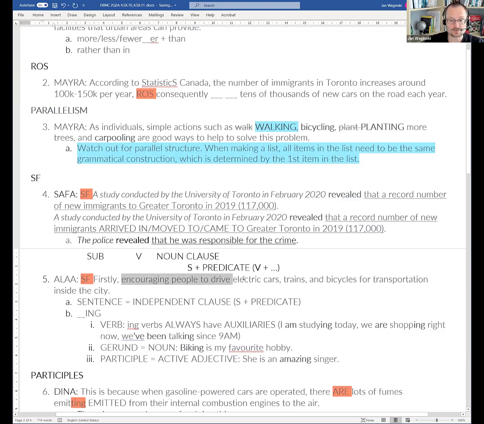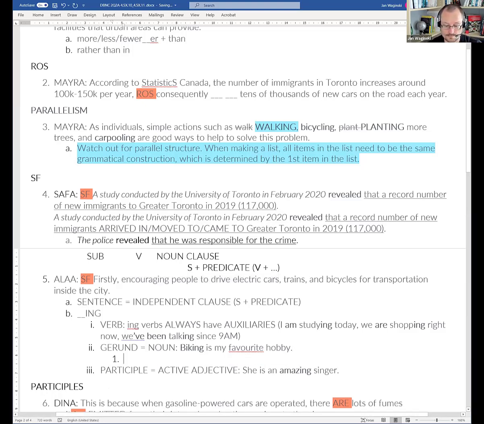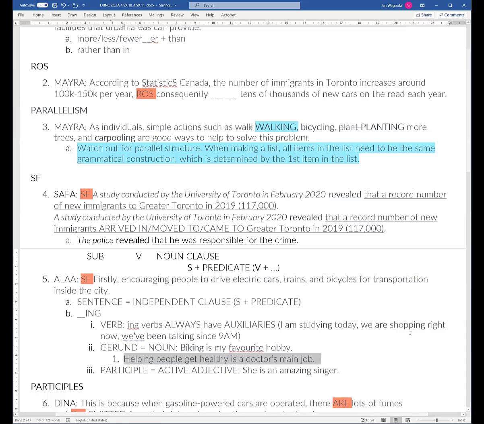So what would this be? Encouraging people to drive electric cars. What is the grammatical function of this chunk of text? Encouraging that by people, the government or someone should encourage the people. Encouraging, like a verb done by people. Someone should encourage the people to do. Like a participle, but passive, not active.